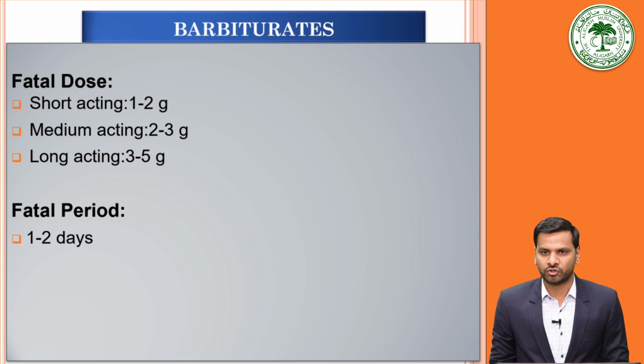Fatal dose. For short-acting barbiturates, the fatal dose is 1 to 2 gram. For medium-acting, or intermediate-acting, it is 2 to 3 gram. And the last one, for long-acting, it is 3 to 5 grams. If we talk about the fatal period, it is of 1 to 2 days.